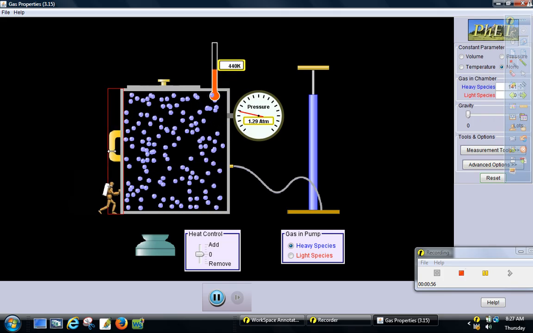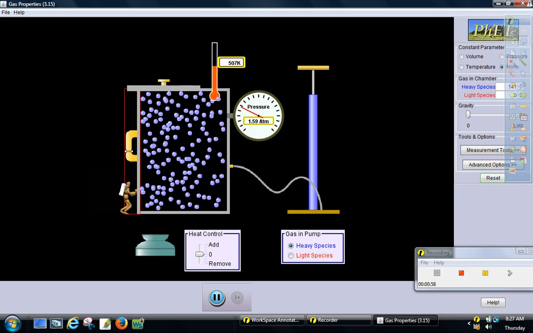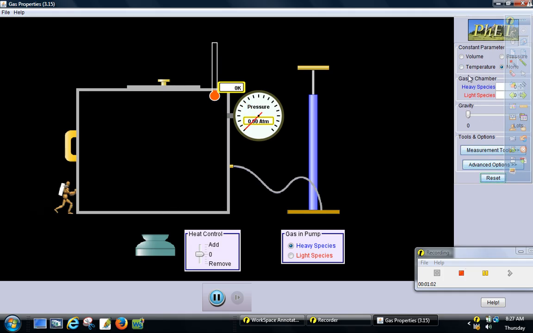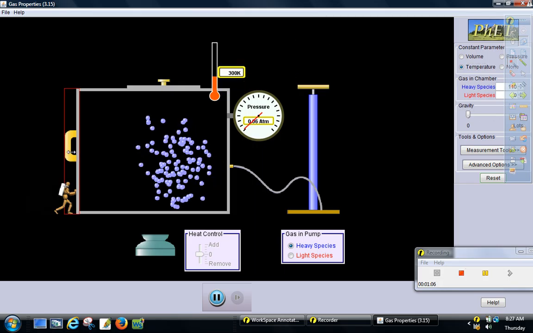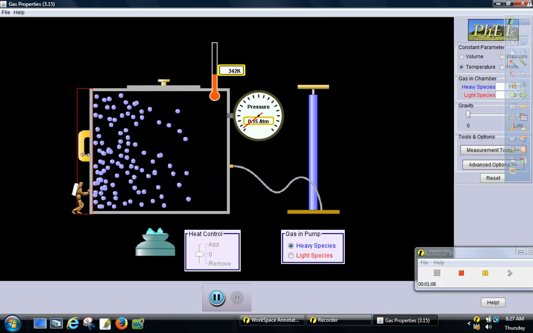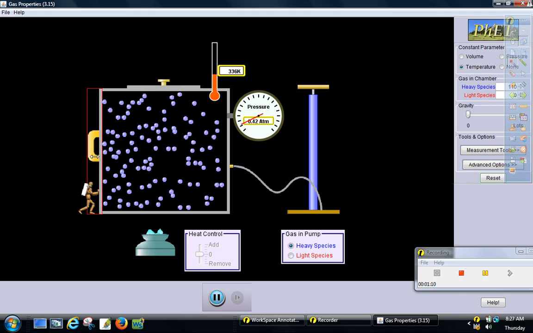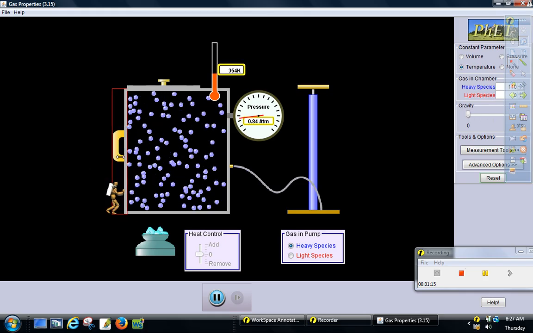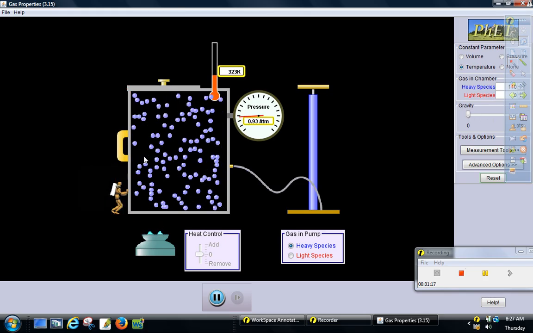As I make the box smaller, as volume goes down, and let me try this one more time. Let me keep temperature constant. Pump some air in. If temperature is constant, the temperature will change, but the simulation tries to cool it back down as it heats up. So as we make the volume smaller, watch the pressure gauge.